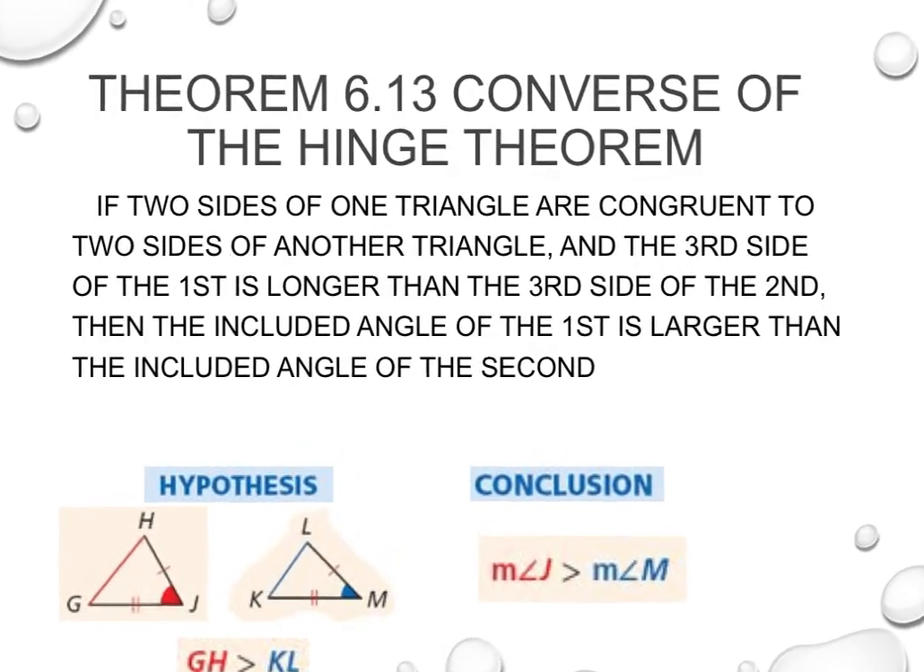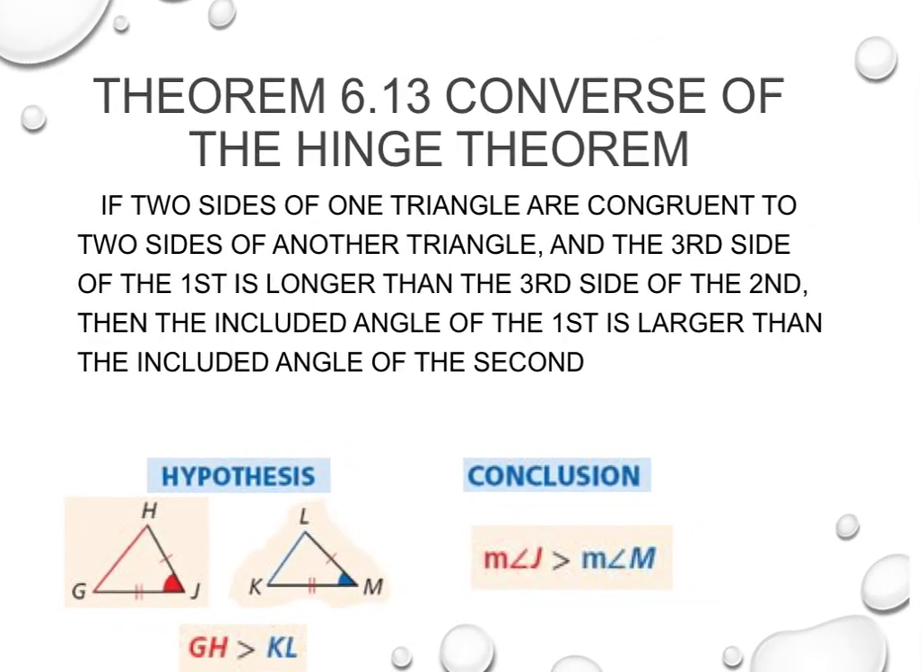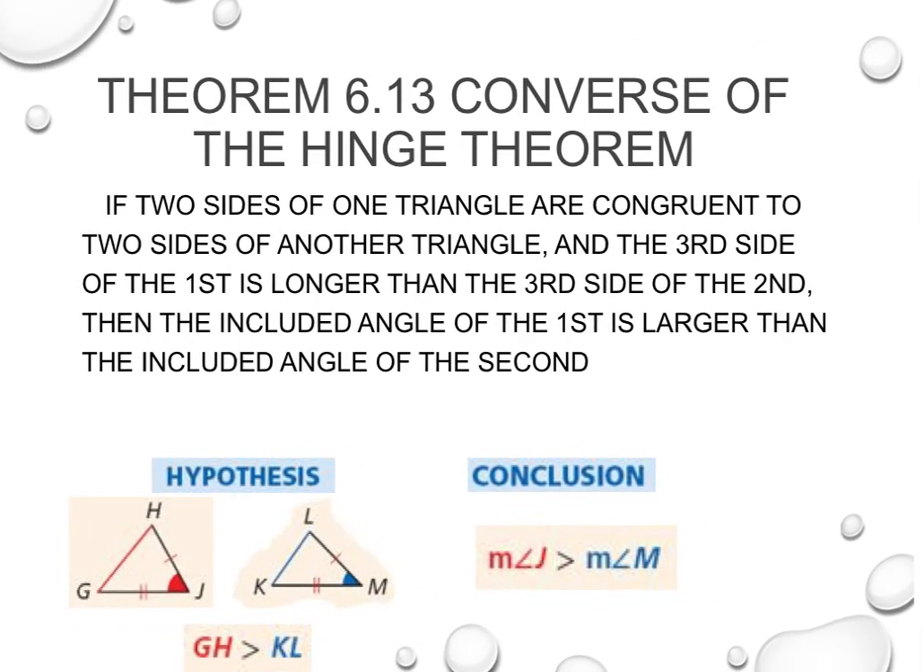Vamos. The converse of the Hinge theorem. Okay, so if two sides of one triangle are congruent to two sides of another triangle, and the third side of the first triangle is longer than the third side of the second, then the included angle of the first is larger than the included angle of the second. So it's the exact same theorem, just in reverse. So it's the converse, okay?